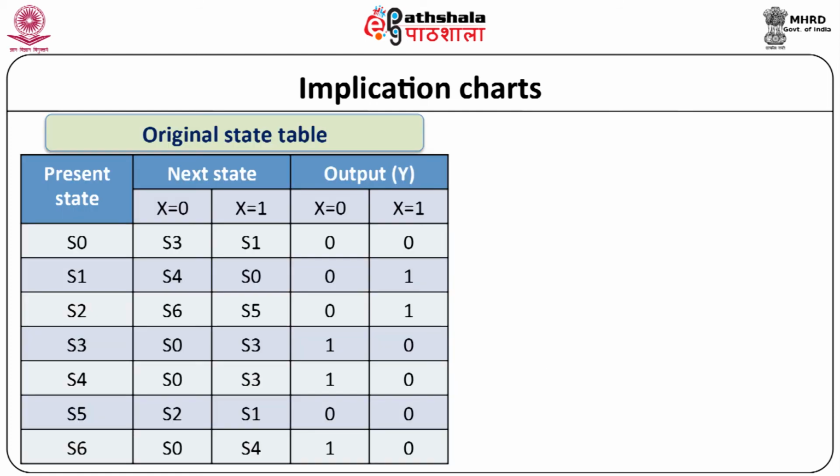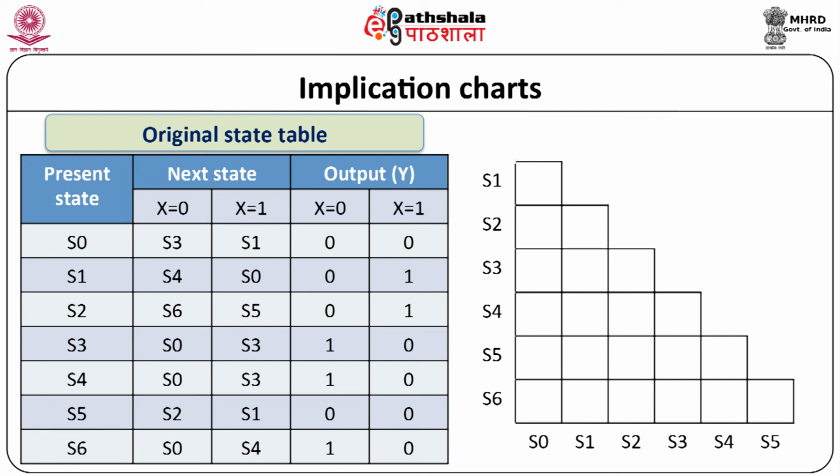Consider an example to demonstrate the use of the implication chart for simplification of a state table. This state table indicates the present state in the first column, and the number of next state columns depends on the number of input variables. For the given x, there are two next state columns for x equal to 0 and x equal to 1. Similarly, there are two output columns corresponding to input x equal to 0 and x equal to 1.